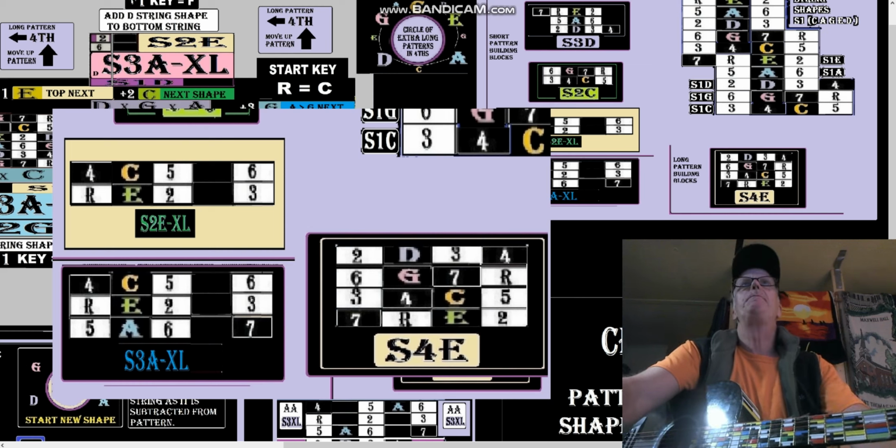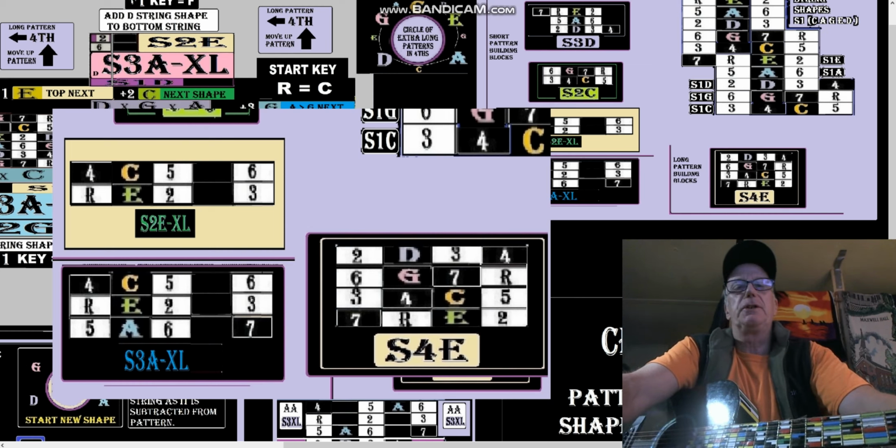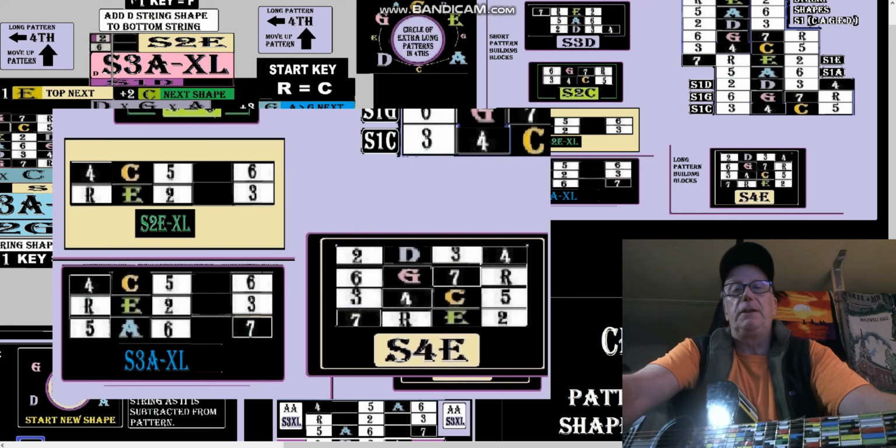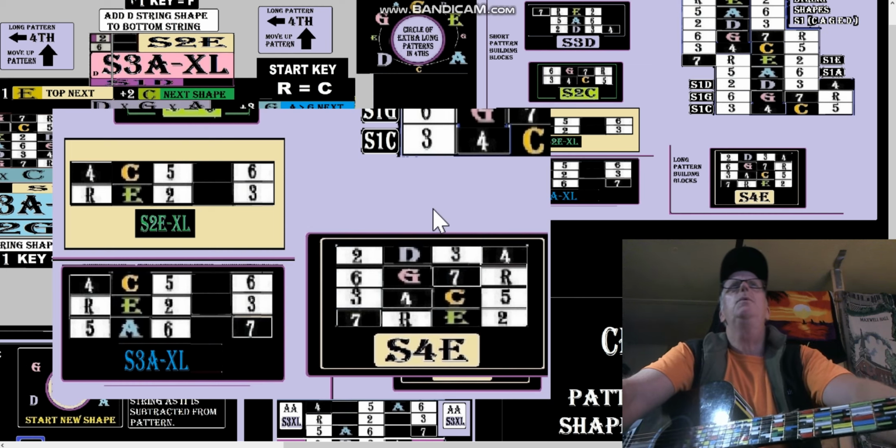Okay, so we're talking about the patterns here, so we don't have to stop in the middle and go back and do the pattern. So we're just looking at the patterns. I know it looks like a little hodgepodge here. We'll get the chart back to its original way.